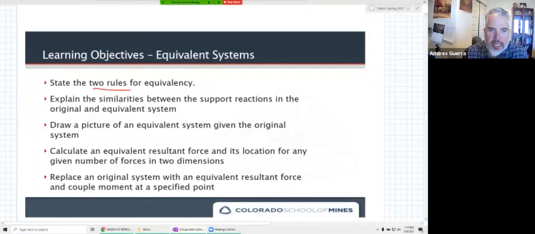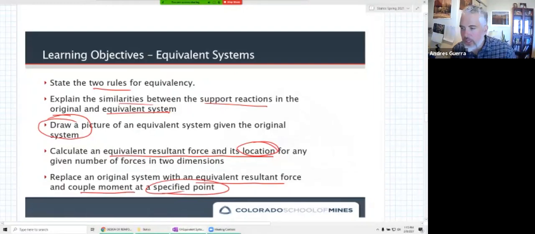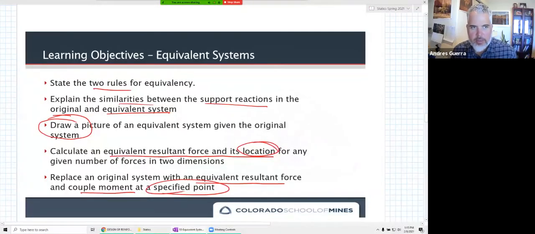And so we need to be able to explain the similarities between the support reactions in the original and equivalent system. We'll talk about that. Drawing a picture, super key to draw a picture of the equivalent system given the original system. And then there's really two different types of problems that we're going to see. Calculate an equivalent resultant force and its location, or we can replace the original system with an equivalent resultant force and a couple moment at a specified point. So we can either ask you to find the location, or we can tell you where it's going to go, and you have to tell us what the couple moment is equal to.